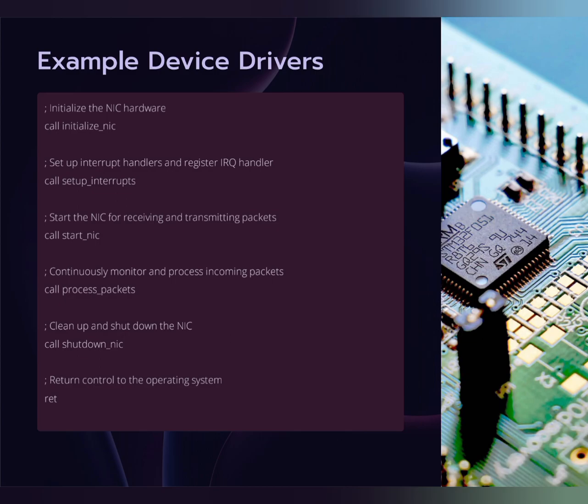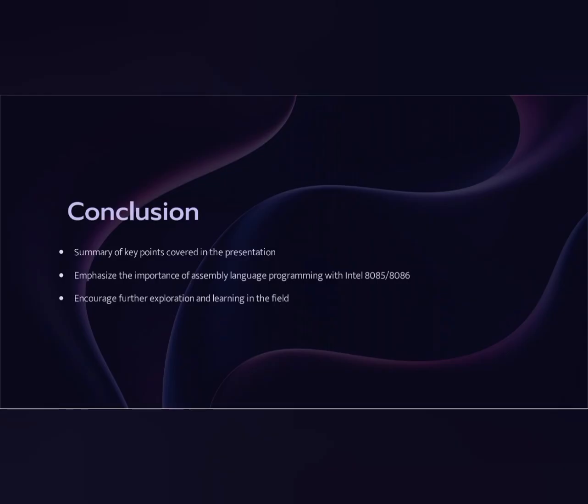I hope you understand all my explanation. And now it's time for a conclusion. So in the end, I only want to say that assembly language programming is essential. Mastering assembly language programming with the Intel 8085 and 8086 microprocessors is essential for aspiring computer engineers, as it allows for direct control of computer behavior and unlocks new possibilities for software and hardware development. With assembly language programming, the potential is limitless.